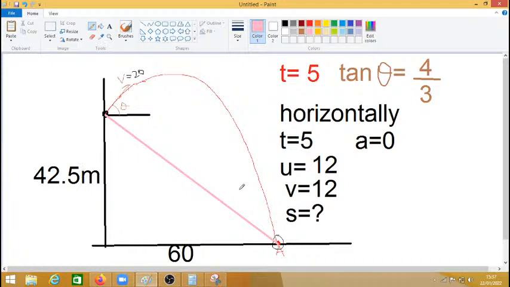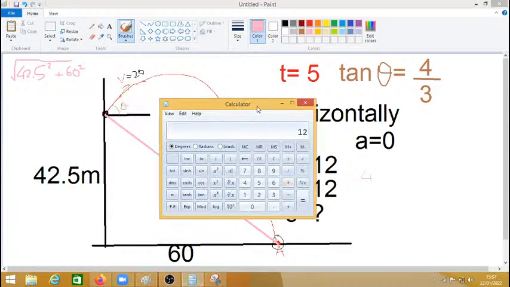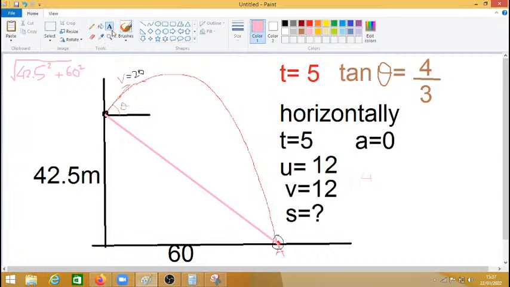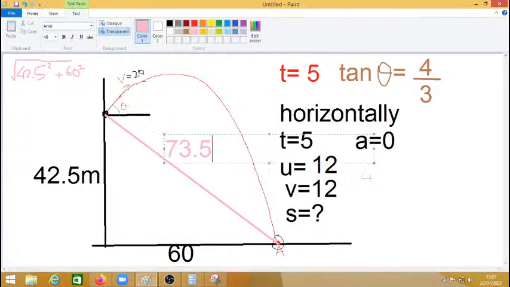So 42.5 squared plus the 60 squared will be equal to c squared. So I just need to square root all of that to figure out what the distance is. So let me type that in. 42.5 squared plus 60 squared. And then square root that. 73.52 is the overall distance that the particle has moved.